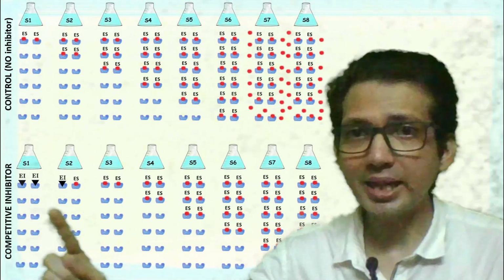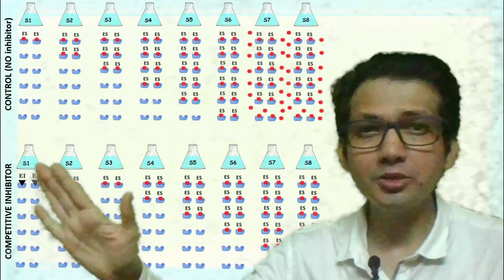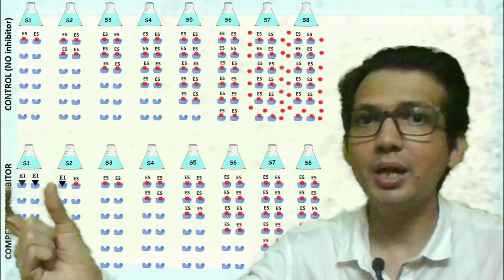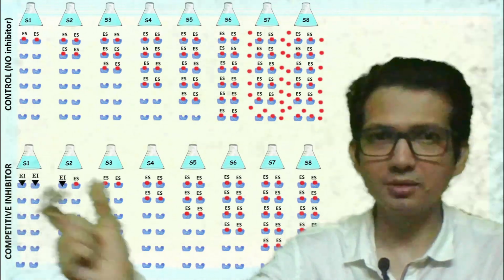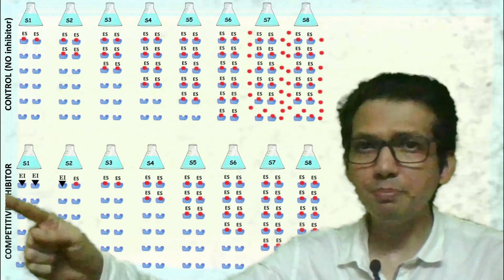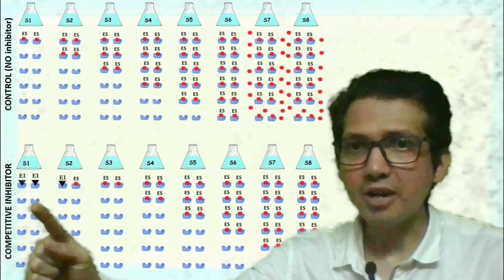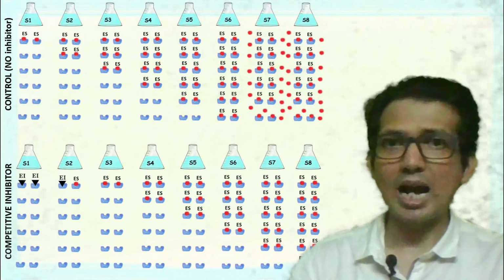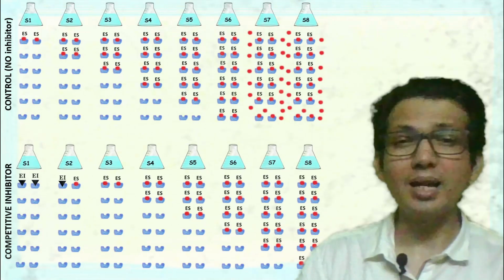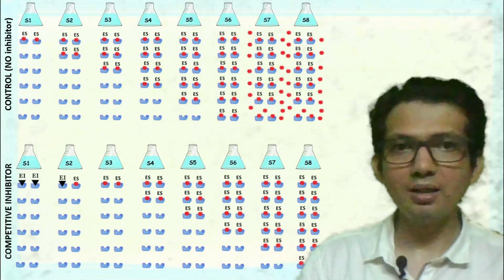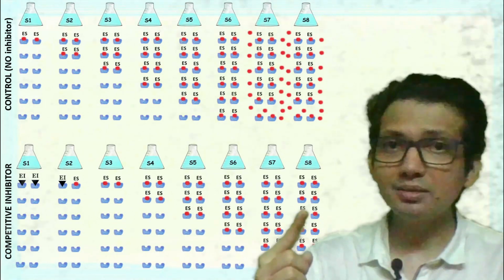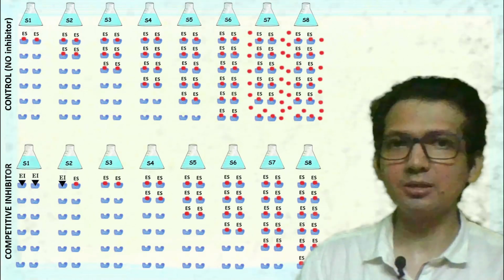So, at the initial stage, where the substrate concentration is very less, the competitive inhibitor will bind with the enzyme and form EI complex. So in this flask, where the substrate concentration is minimum, we have maximum EI formation. Now, as the substrate concentration is increased, the competition between the inhibitor and the substrate will also increase. As a result, more and more substrate molecules will bind with the enzyme to form ES complex.